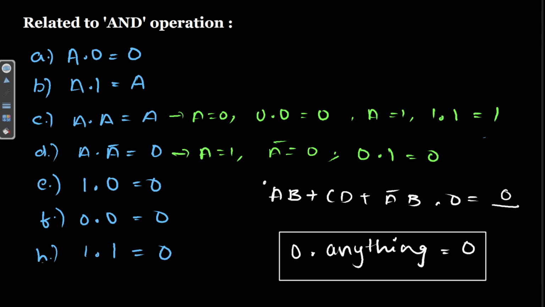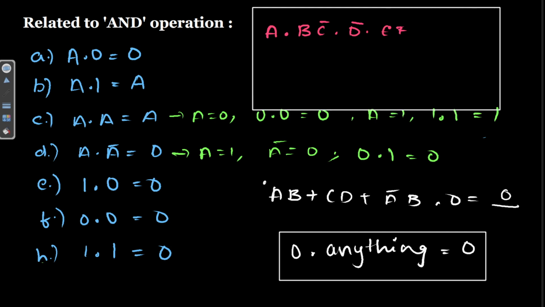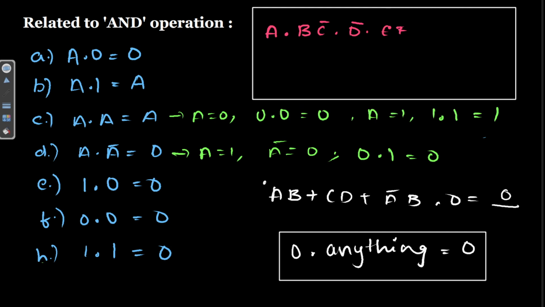And let's solve one problem here. See, A into B, C bar, into D bar, into E F. So I'll try to solve this one. So what will my equation be?